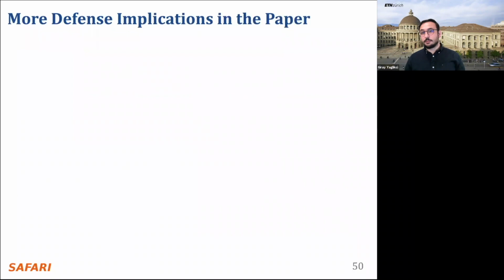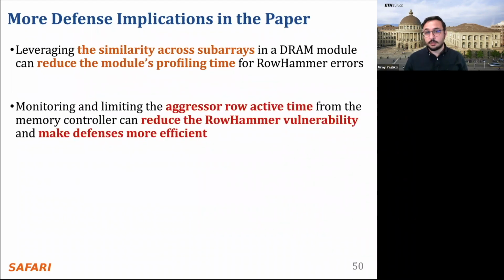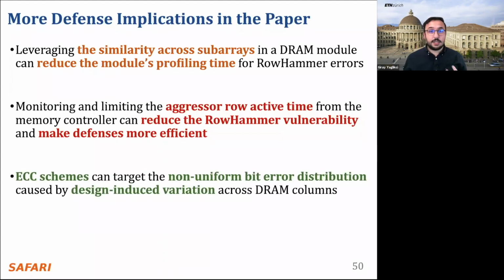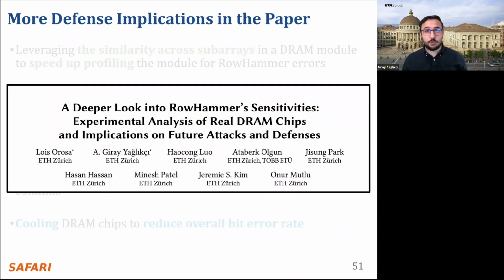We propose more defense improvements in the paper that I will briefly mention in this slide. First, leveraging the similarity across subarrays in a DRAM module can reduce the module's profiling time for RowHammer errors. Second, monitoring and limiting the aggressor row active time from the memory controller can reduce the RowHammer vulnerability and make defenses more efficient. Third, ECC schemes can target the non-uniform bit error distribution caused by design-induced variation across DRAM columns. And fourth, cooling DRAM chips can reduce overall bit error rate. Please refer to our full paper for more details on both attacks and defense improvements.